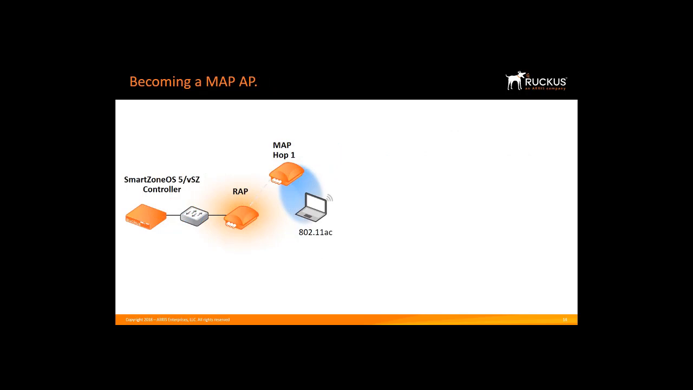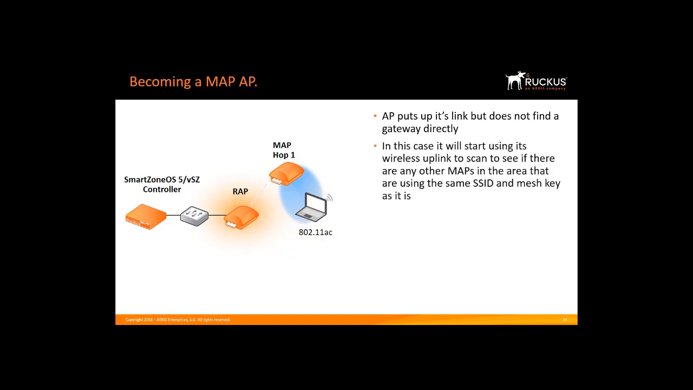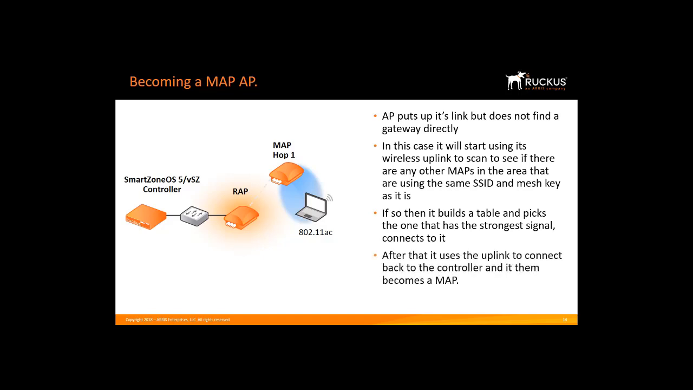Let's look at how an AP becomes a mesh AP or map. If the AP puts up its link and doesn't find a gateway or controller directly on its Ethernet port, it will start using its wireless uplink to scan to see if there are any other maps in the area that are using the same SSID that it is using and the same mesh key. Then it builds a mesh table and picks the link that has the strongest signal and connects to it. After that, it will use the uplink to connect back to the controller, and then it becomes a mesh AP.